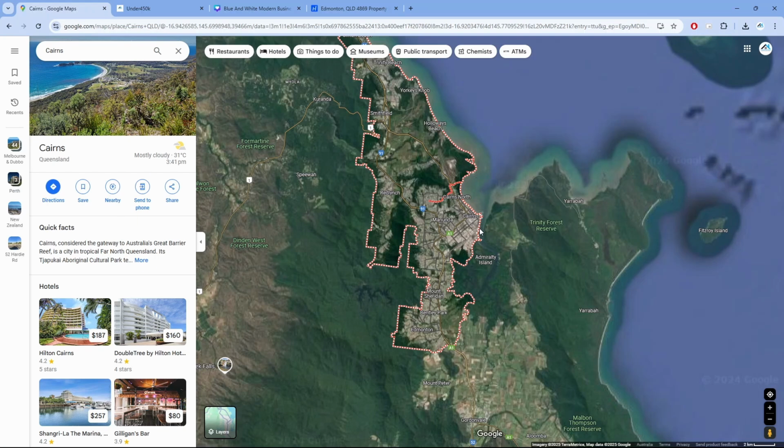Because more houses means there's more supply, and if there is no demand, then more supply and less demand will cause house prices to flatline or to drop. So what should you be doing to analyze this? The first thing to do is go onto the maps.